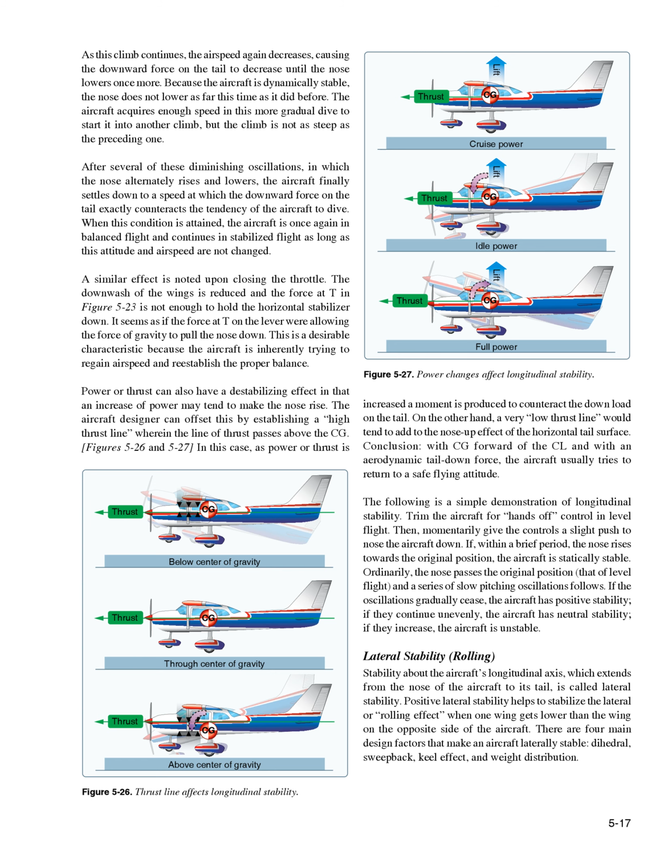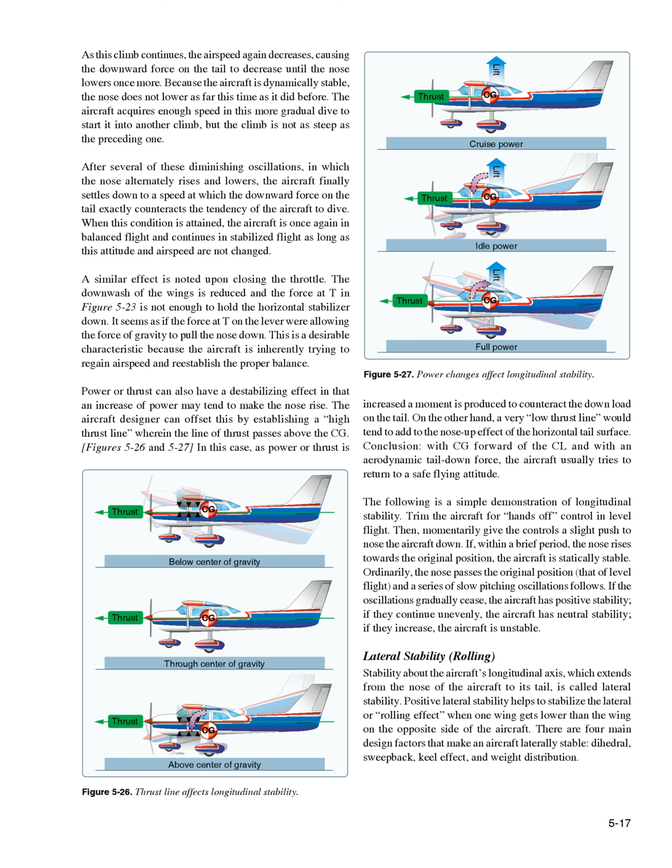Conclusion: with CG forward of the CL and with an aerodynamic tail-down force, the aircraft usually tries to return to a safe flying attitude. The following is a simple demonstration of longitudinal stability. Trim the aircraft for hands-off control in level flight. Then, momentarily give the controls a slight push to nose the aircraft down. If, within a brief period, the nose rises towards the original position, the aircraft is statically stable.